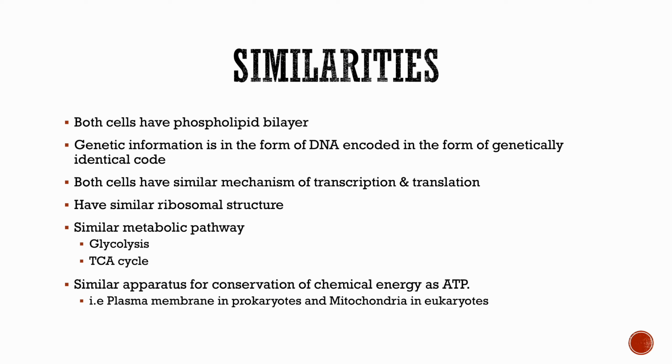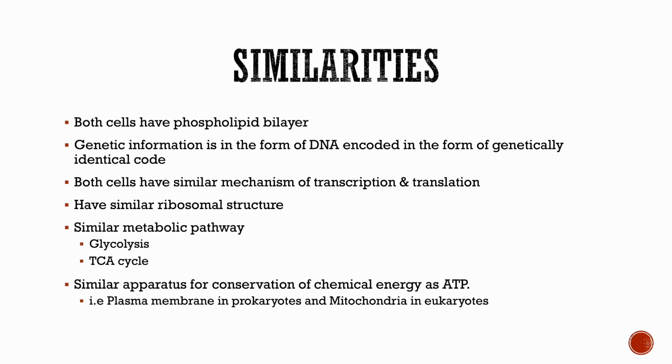Genetic information is present in the form of DNA, which is encoded using an identical genetic code. Both prokaryotic and eukaryotic cells have similar mechanisms for transcription as well as translation of genetic information. They also have similar ribosomal structures. Both have similar metabolic pathways. For example, glycolysis and the TCA cycle are present in both.